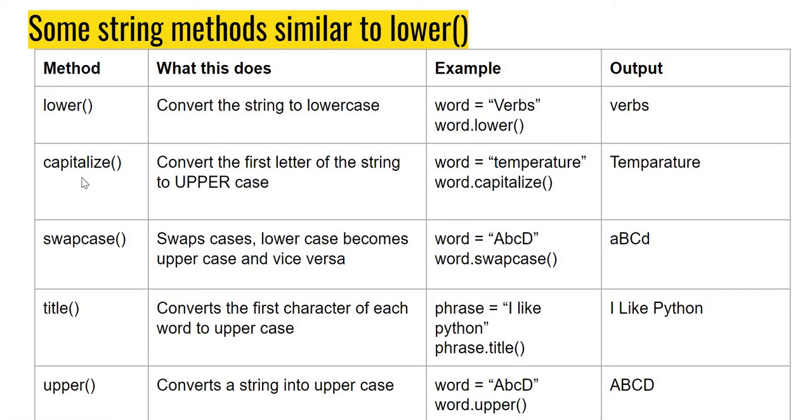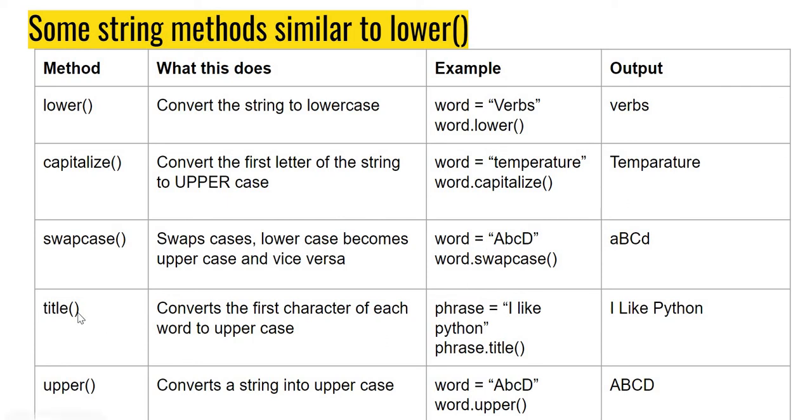I can have a capitalize method which allows us to convert the first letter of the string to uppercase. So if I give, for example, temperature, it will become Temperature with a big T. Again, notice word.capitalize with these two brackets. Swapcase swaps the case, so lowercase becomes uppercase and uppercase becomes lowercase. So if the word was A, b, c, D, with A and D being capital, the output after swapcase would be small a, big B, big C, small d. Notice how the cases have got swapped.